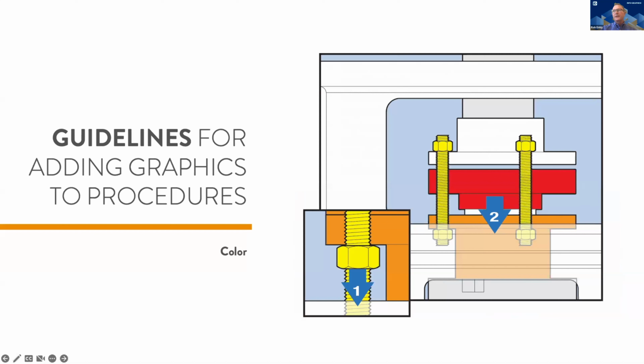Using color to call attention to specific parts can be very helpful. So these are a couple of examples from a user maintenance guide where we really wanted people focusing on specific parts, how you interact with them, how they move. We incorporated color, and very basic colors, into these illustrations to enhance people's understanding of these specific steps in the procedures.